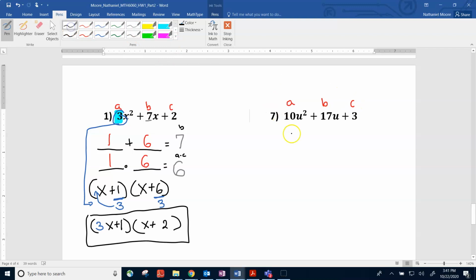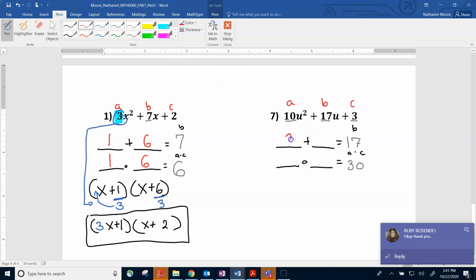So step 1, write out ABC. Something plus something that equals your B term, but the same two terms multiply to your A times your C. In this case, our B term is here. It is 17. All right, 17. Our A times C, which is right here, is 10 times 3, which is 30. So you got to think about two numbers that multiply to 30 that add to 17.